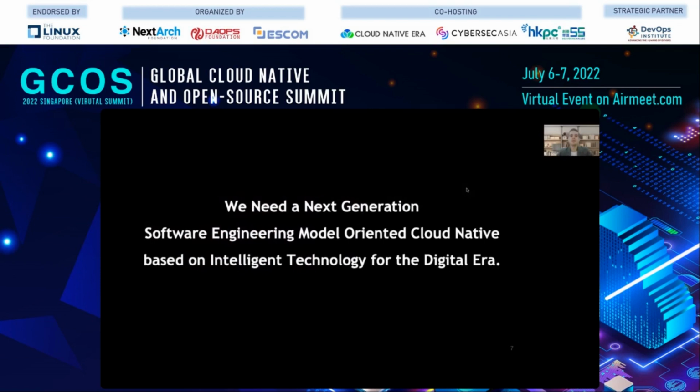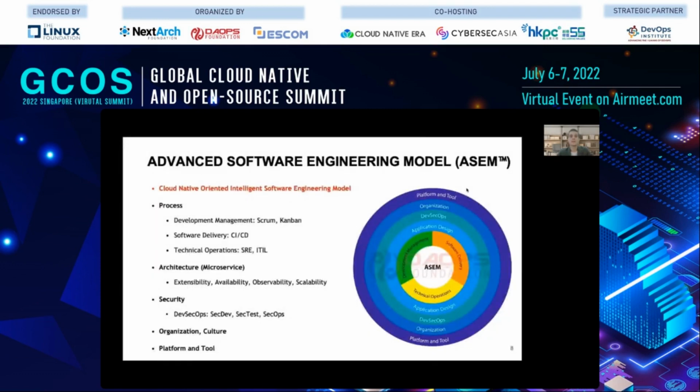Next, we are looking into the upcoming generation. Software engineering must be oriented for the cloud, based on intelligent technology for the digital era that we are in. Here is an overview of our ASEM model. We are starting in the center. We bring together development management, software delivery, and technical operations. Here we combine methods from Scrum and Kanban. We deliver software via CI and CD, and use technical operations like SRE and ITIL. We use architecture, for example microservices, and they help us to increase our extension availability, better observability, and increase our scalability. For security, we utilize SecDev, SecTest, and SecOps.